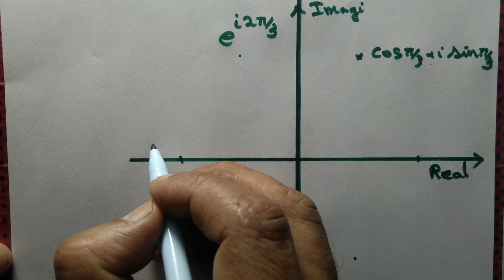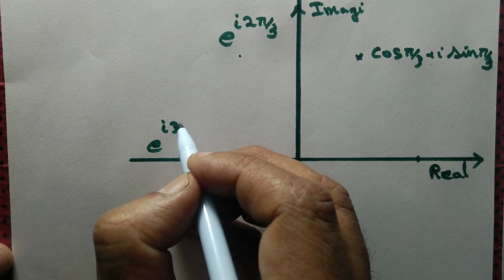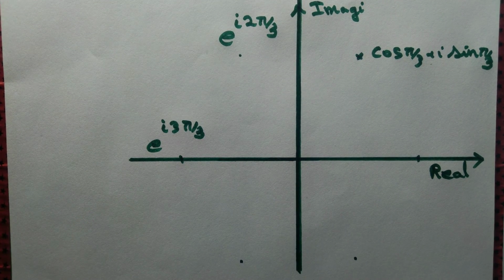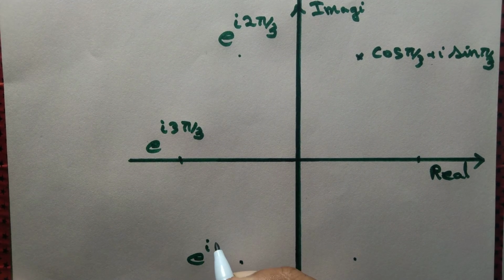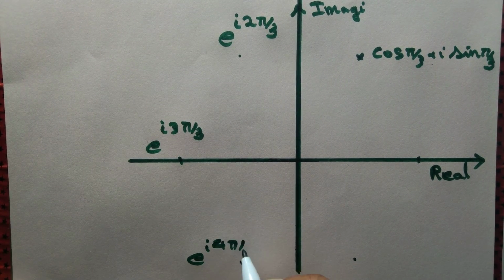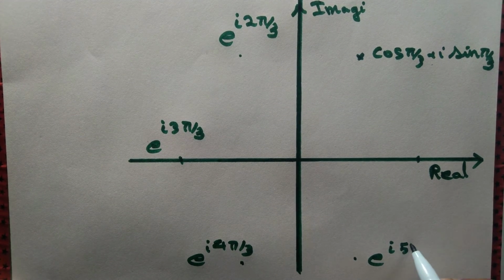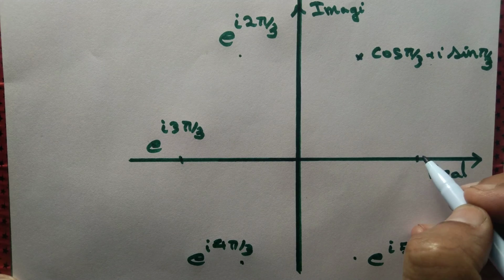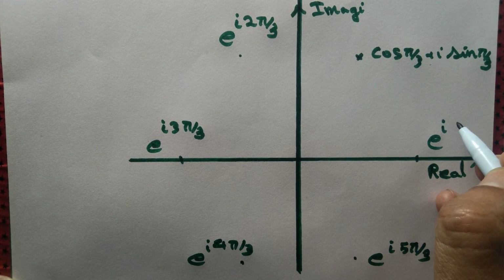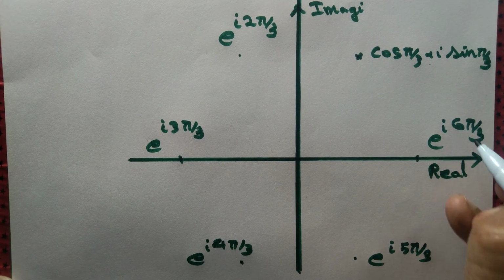This is the point e to the power i 3 pi by 3. That is e to the power i pi. That is cos pi plus i sin pi, which is minus 1. And this is the point e to the power i 4 pi by 3. This is the point e to the power i 5 pi by 3. And this is the point e to the power i 6 pi by 3.